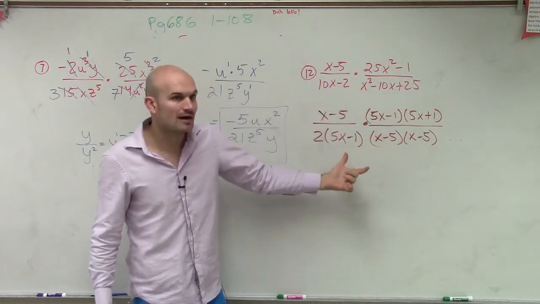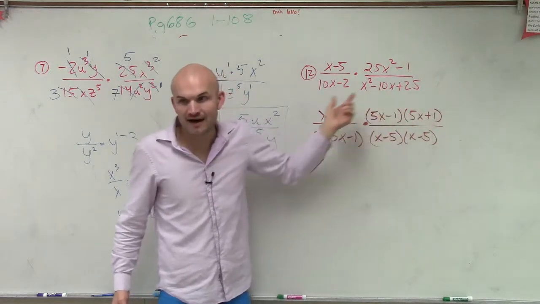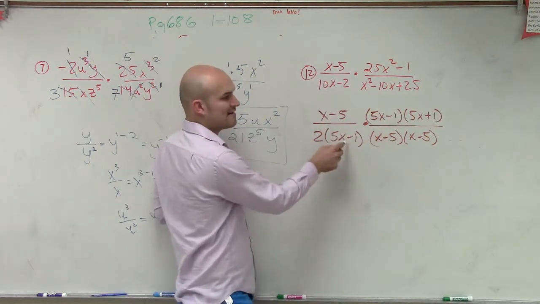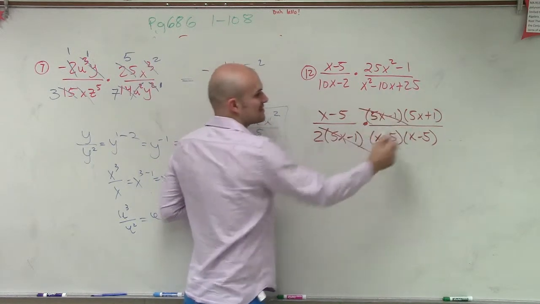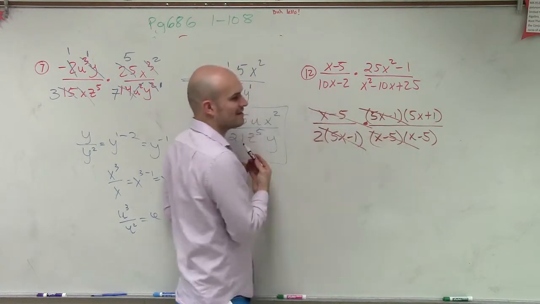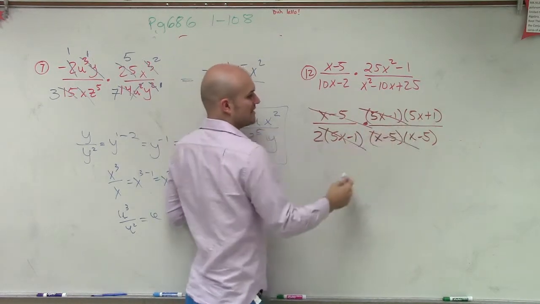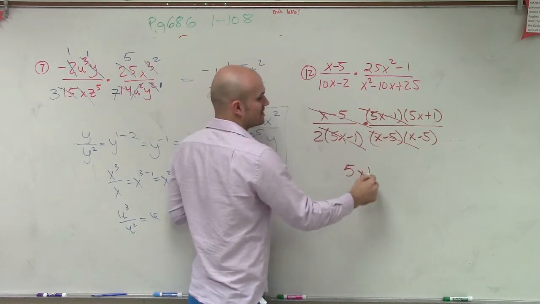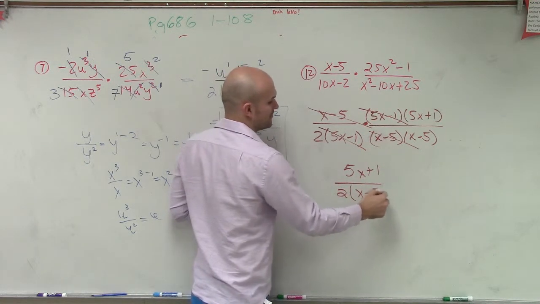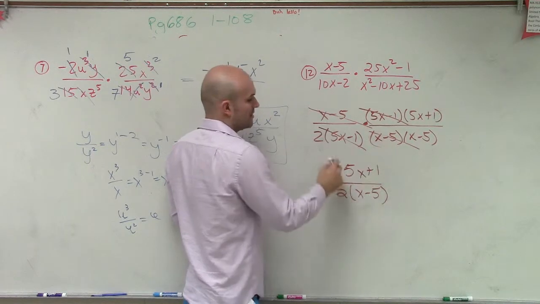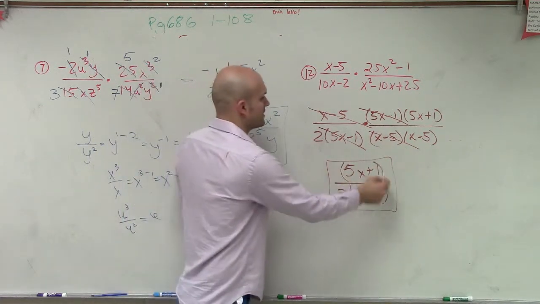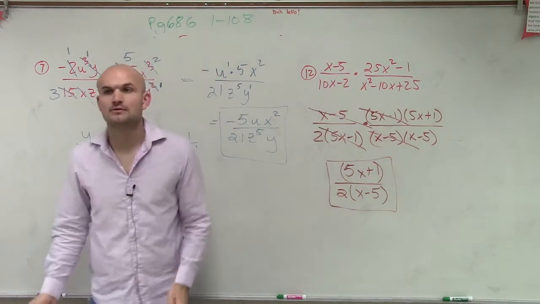So now I can simplify these by dividing them out to 1 if they need to. I have a 5x minus 1 that divides with 5x minus 1. I have an x minus 5 that divides with an x minus 5. So I'm left with 5x plus 1 over 2 times x minus 5. These do not simplify out, so that's your final answer. You can put parentheses around that one if you want, but you don't have to. OK?